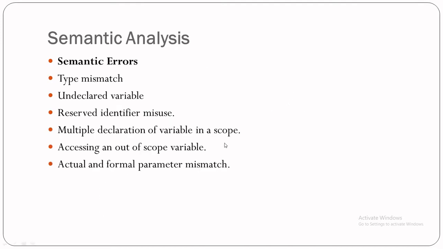Some types of semantic errors which can be reported by the compiler include type mismatch, undeclared variable, reserved identifier misuse, multiple declaration of a variable in a scope, accessing an out of scope variable, and actual and formal parameter mismatch. I'm going to demonstrate in this session type mismatch semantic error and actual and formal parameter mismatch.